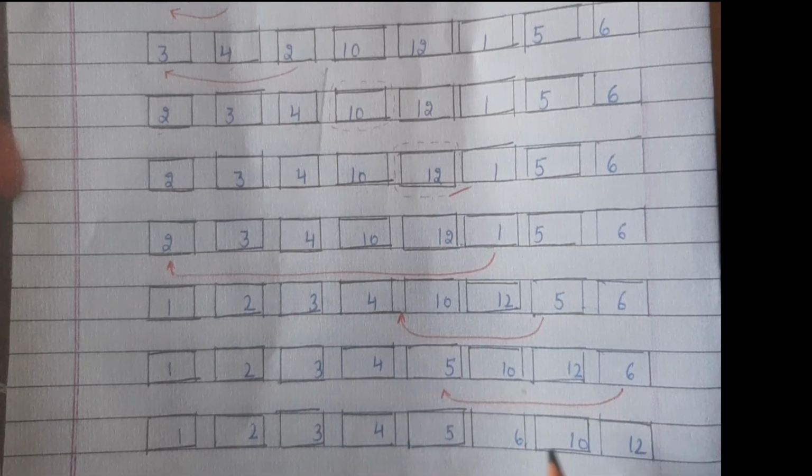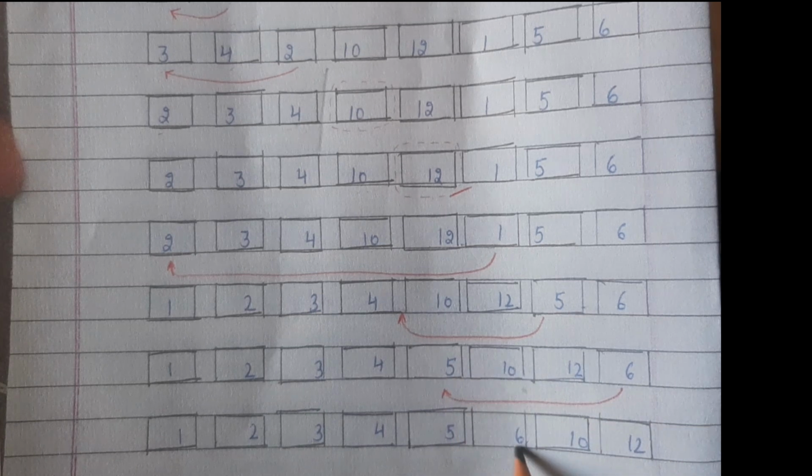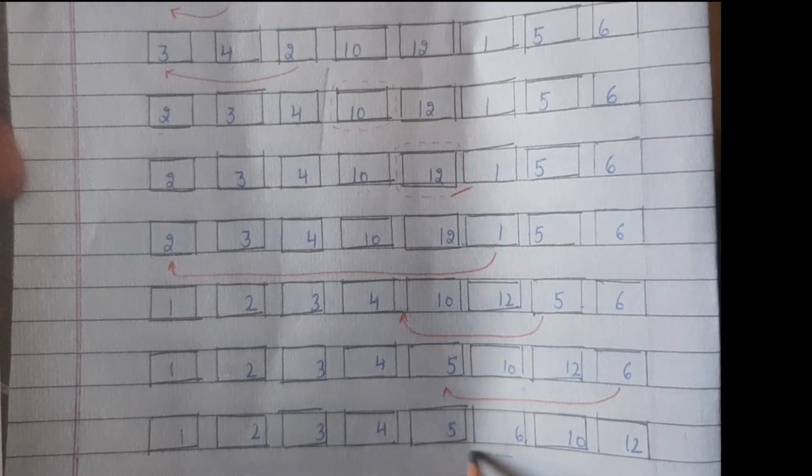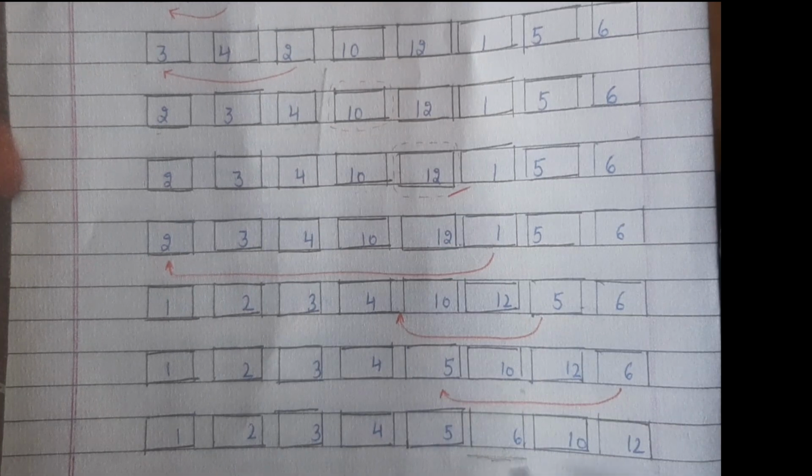After this we compare 6 with all the previous elements. So 6 is less than 12 and less than 10 but greater than 5. So 6 is placed at this position. Okay, so after this, all the elements are in the sorted list.